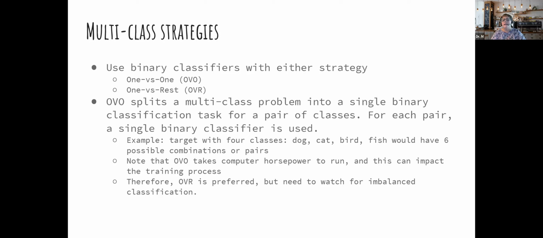All right. So look at an example. A target with 4 classes. It's either a dog, a cat, a bird, and a fish would have 6 possible combinations or pairs, right? Dog cat is a combination. Dog bird is a combination. Dog fish is a combination. Then cat bird is a combination. Bird fish is, you see where it goes? So there's 6 possibilities. And what it does is to make sure that performance isn't a hit, it does logical combinations.